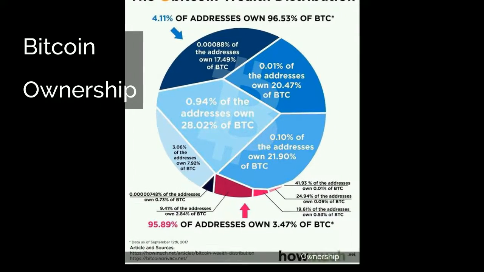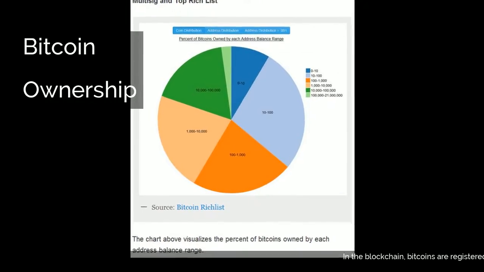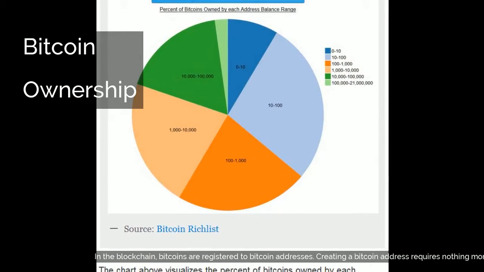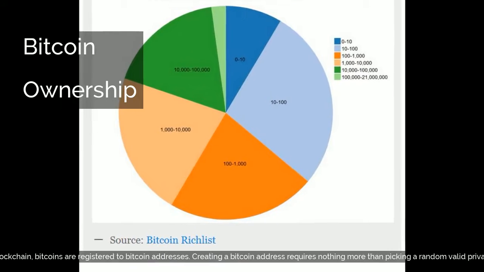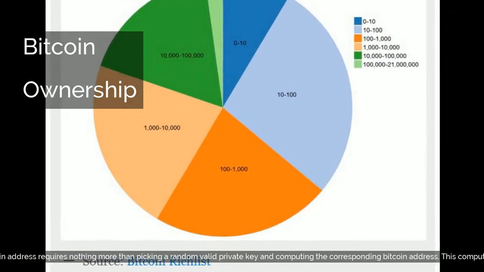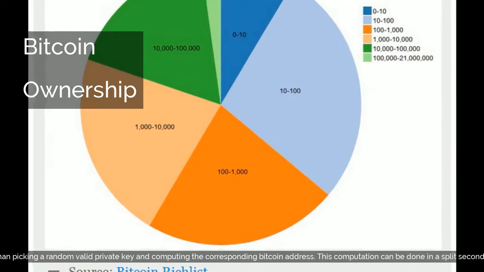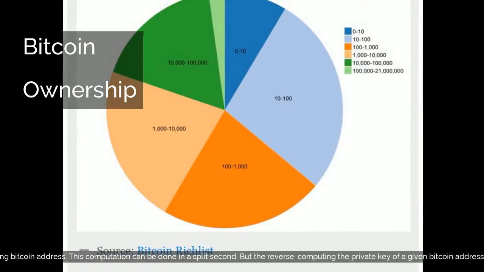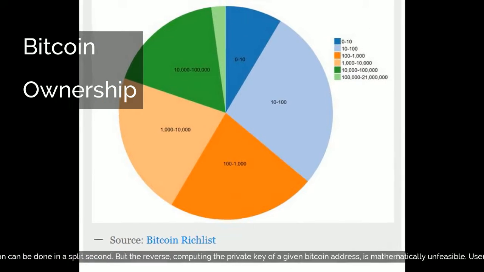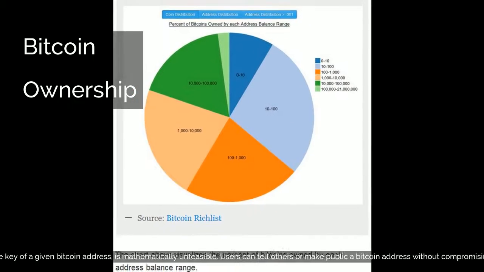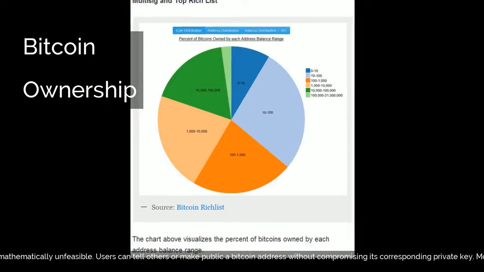Ownership. In the blockchain, Bitcoins are registered to Bitcoin addresses. Creating a Bitcoin address requires nothing more than picking a random valid private key and computing the corresponding Bitcoin address. This computation can be done in a split second. But the reverse, computing the private key of a given Bitcoin address, is mathematically unfeasible. Users can tell others or make public a Bitcoin address without compromising its corresponding private key.